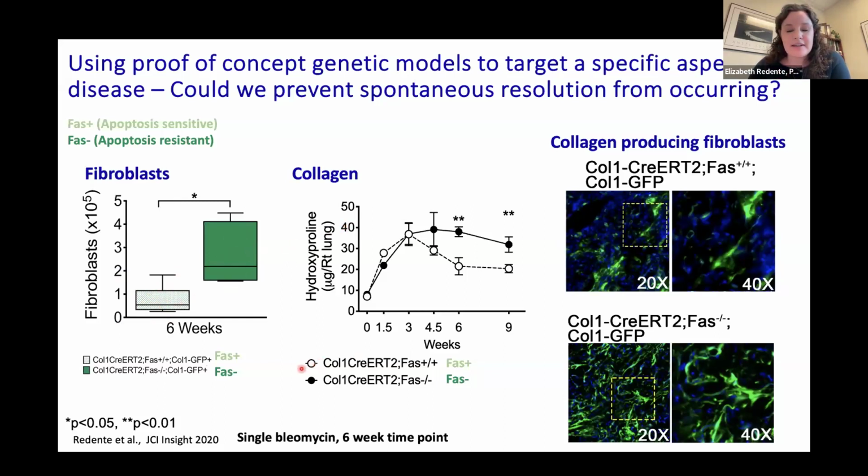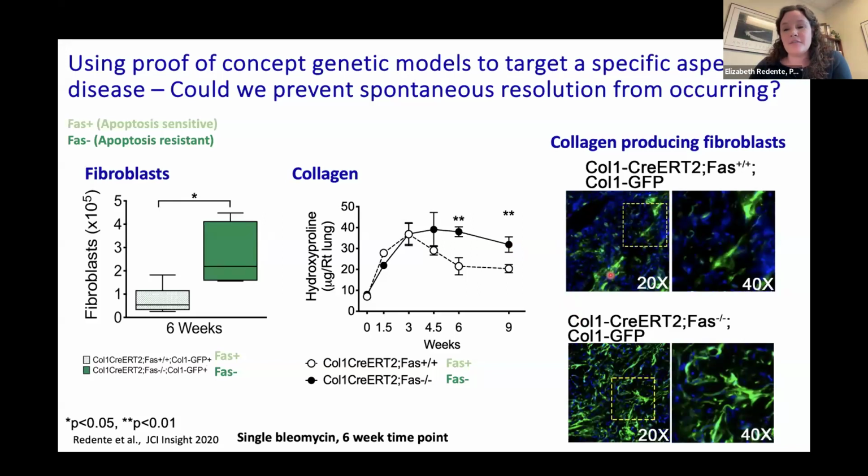If we look at mice with FAS present in their fibroblasts in these open circles, this is looking at collagen content in the lung. We can see the rapid increase in collagen reflective of the fibrotic disease process, and then this resolution that we've talked about, which we see in wild type mice, compared to mice where we've deleted FAS, we see sustained collagen in the lung and disease. And this is again reflective in our histology. This is looking at 6 weeks, the same 6-week time point.